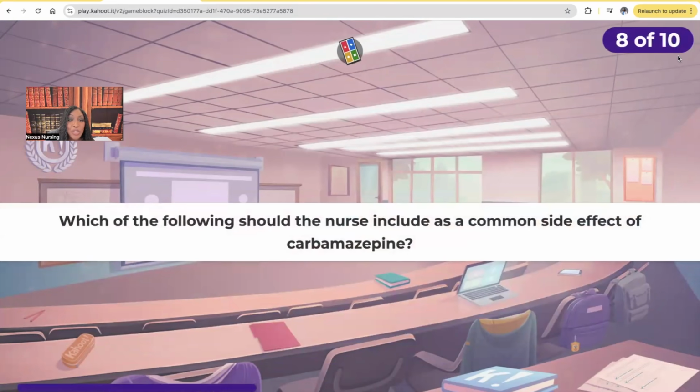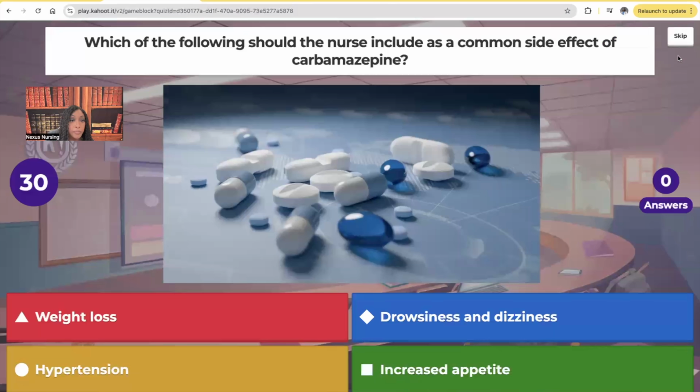All right, which of the following should the nurse include as a common side effect of carbamazepine? Weight loss, drowsiness and dizziness, hypertension, increased appetite. Common side effects of carbamazepine.